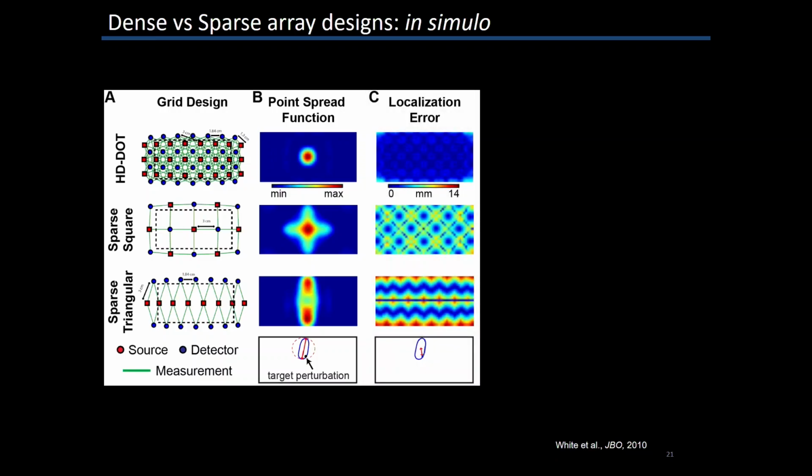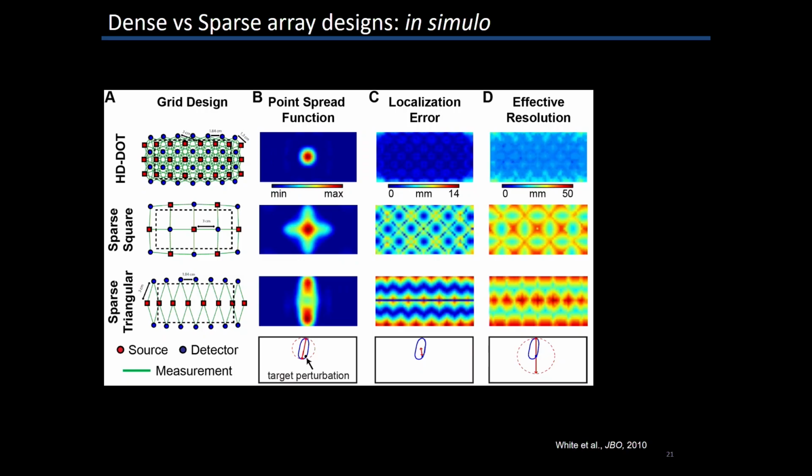Now, you can quantify metrics of these point spread functions, such as the localization error, which is basically where is the center of mass of your reconstruction versus where it actually came from. And you see that the high-density grid has very low error that is very even across the imaging domain, whereas for these other fNIRS grids, the localization error depends on where under the grid you are, which means there's a strong spatial bias in your image reconstructions from these sparse grids.